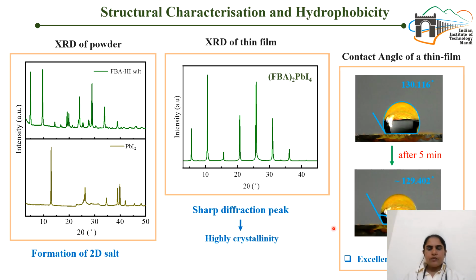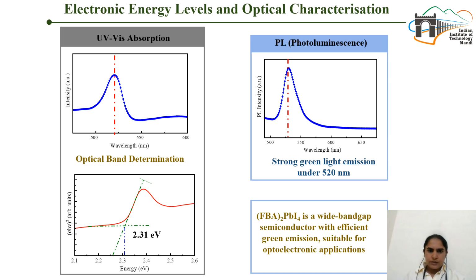Then we characterized this thin film for its structural and optoelectronic properties. From the XRD spectra of the thin film, it can be seen that there are some sharp diffraction peaks, which indicate the higher crystallinity. These diffraction peaks are associated with higher oriented planes, which indicate higher efficiency of the devices. And from the contact angle of the thin film, it is about 131 degrees, which is super hydrophobic and increases the environmental stability of the devices.